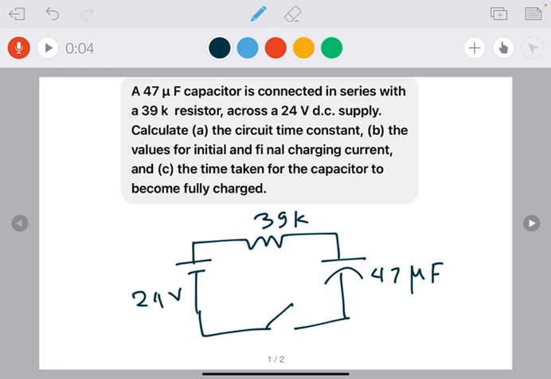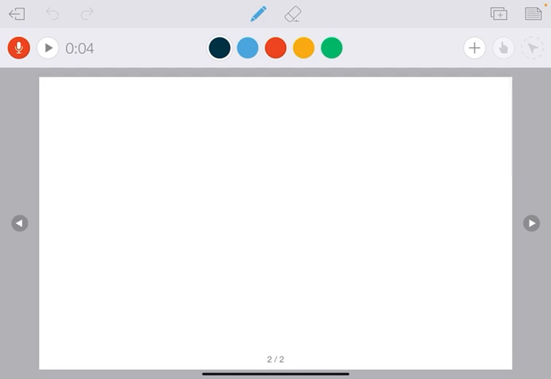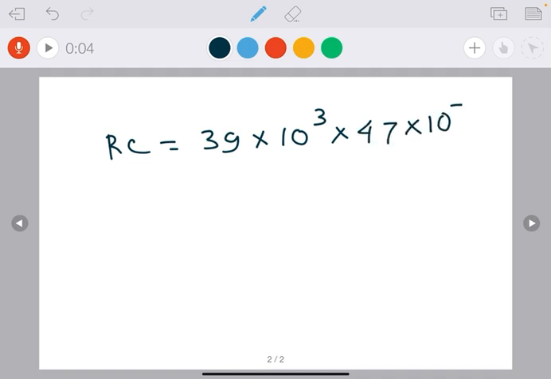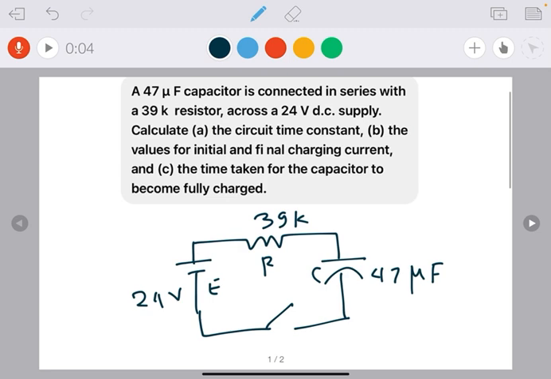Circuit time constant, this is R, let's say this is C, and let's say this is E. So circuit time constant is RC. In this case R is 39. We have to convert it into ohms, so 39 kilo ohms. And this is 47 times 10 to the power minus 6. This needs to be converted to farad. So this will be in seconds. So this is becoming 1.833 seconds. So that is RC, which is the time constant.